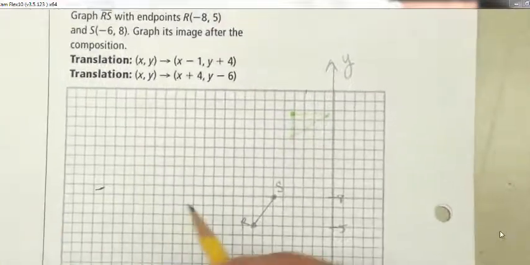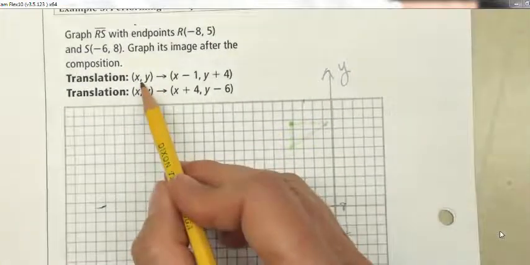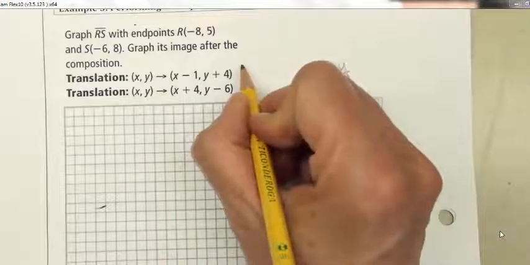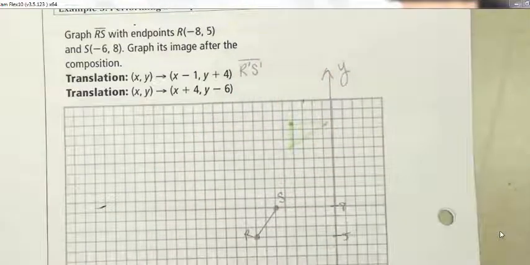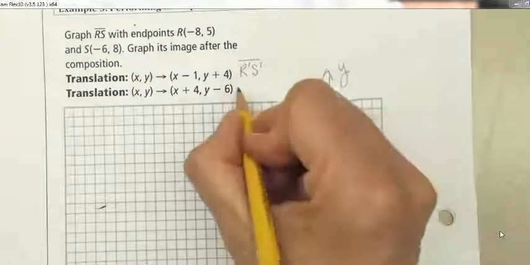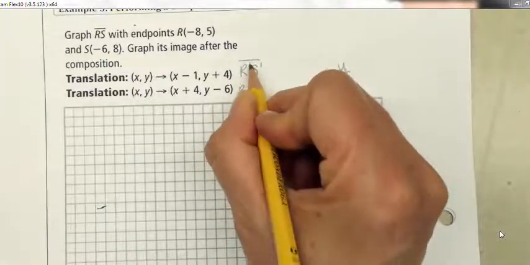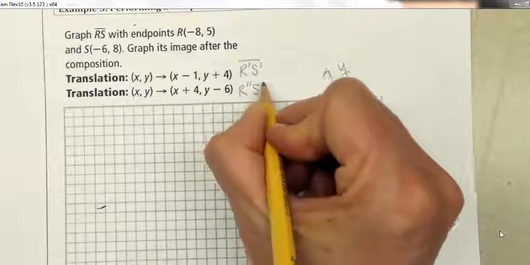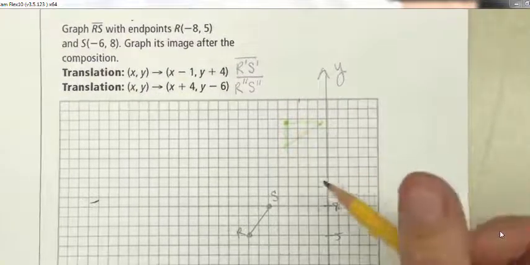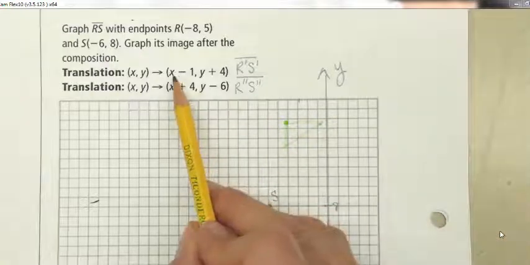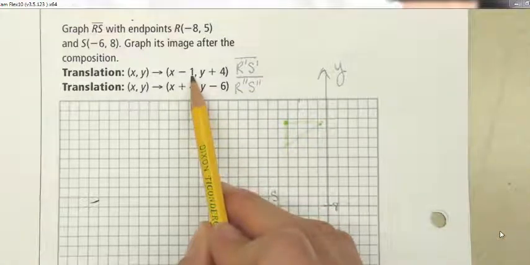Okay, so I'm going to do 2 translations. First translation is going to produce segment R prime, S prime. Second translation is going to then produce what happens after I just do 1 prime, 2 primes: segment R double prime, S double prime. And if I did a third translation, I could do R triple prime, S triple prime, and so on and so forth.